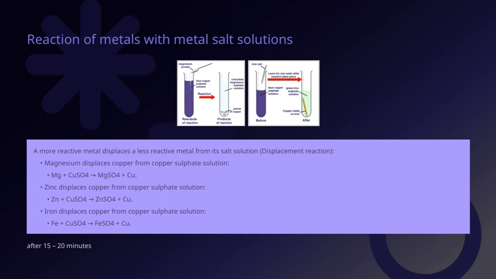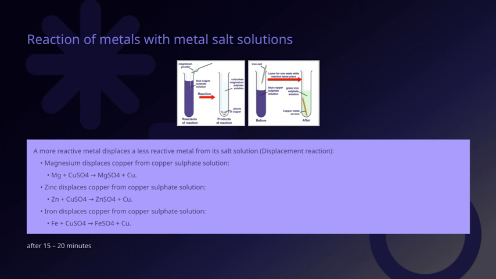The same goes for magnesium. When magnesium reacts with copper sulfate, it produces magnesium sulfate and copper. The key idea here is that a more reactive metal can displace a less reactive metal from its salt solution. This process is known as a displacement reaction. It's a fundamental concept in understanding how metals interact with different salt solutions.